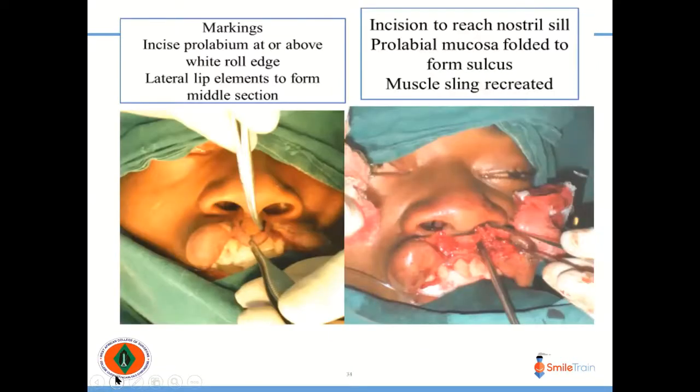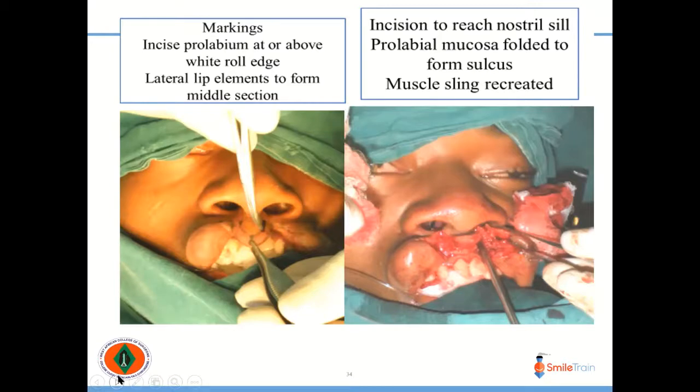Next. So the markings are on the left. You can see that we have marked what we are going to excise, and as you can see here, the Adson tissue forceps is taking hold of the white roll, and you can see from the marking that we're going to take it to the prolabial mucosal flap. We're not going to use it for the philtrum at all. And then the lateral elements will form the middle section. So we're going to take some extra skin here so as to augment.